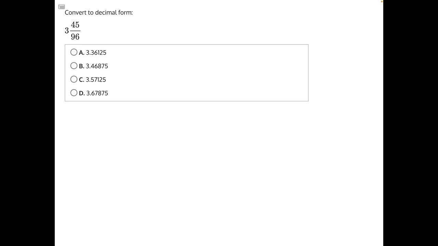There are several different ways to solve this question. One way is just through sheer estimation. 96 is very close to 100, so let's estimate. Let's say this is 3 and 45 out of 100. That would be 3.45. So our answer should be somewhere near 3.45, and the only possible answer choice that gets close to that number is answer choice B, 3.46875. So at that point, you can mark B and move on with the rest of the test.